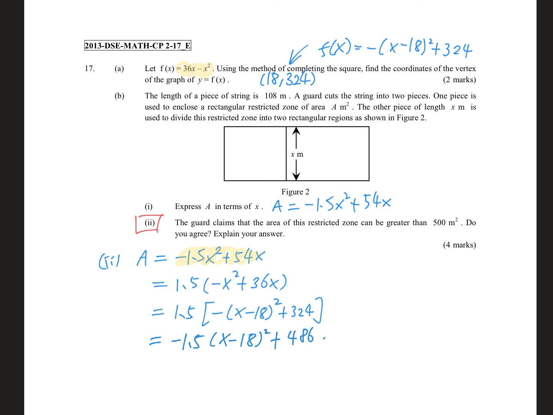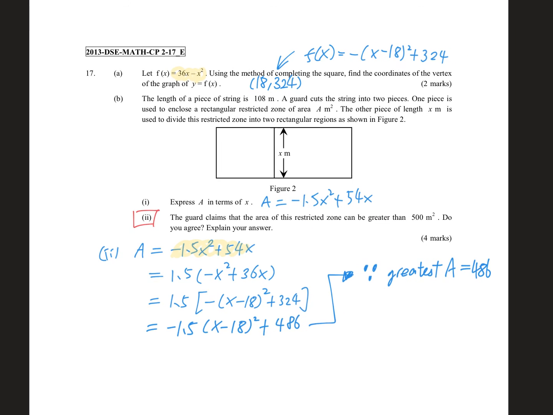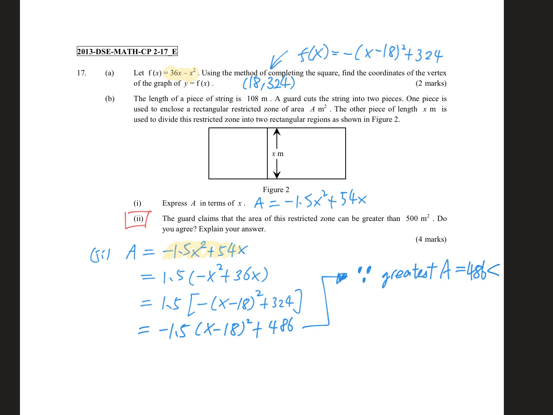With this vertex form of A, you can see that negative 1.5 is negative, so we can claim that the greatest A would be 486, which is less than 500. So it cannot be greater than 500 meters squared, because the greatest A is already 486, which is less than 500. So you can see the claim is disagreed with in this way.